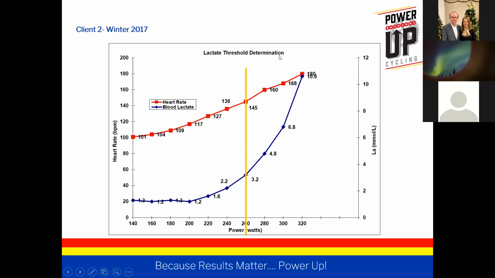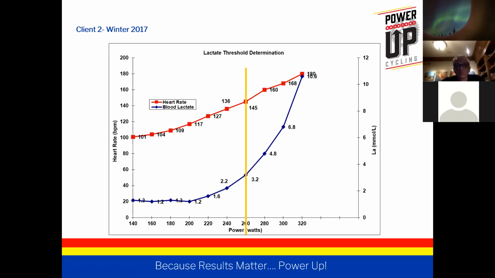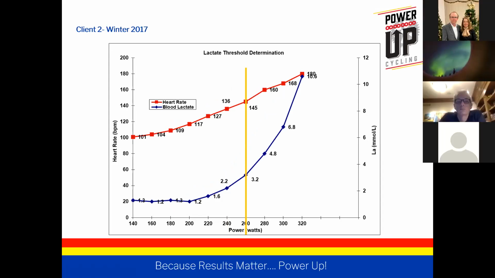So this is 6 weeks later in the winter, and you can see how much flatter that blue curve is. And he's probably moved his LT1 in that curve out another 20 points. But even before that, if you go from 140 to 200, there's not that incremental rise. So basically, what that is telling you is that up to the point of 200 watts, he's burning almost exclusively fats.